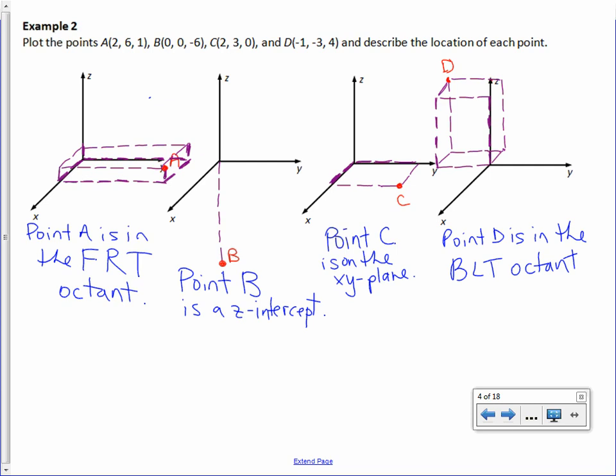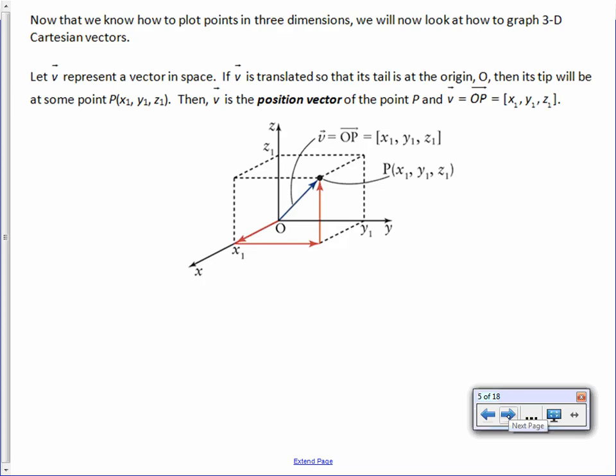That's why we spent so much time plotting points just now. Because if you can plot a point, you can plot a vector. You just join it to the origin. So now we know how to plot points in 3 dimensions. We're now going to look at how to graph 3D Cartesian vectors. I'm going to tell you right now, any vector I make you draw will be a position vector. I'm not going to start over here and do one.